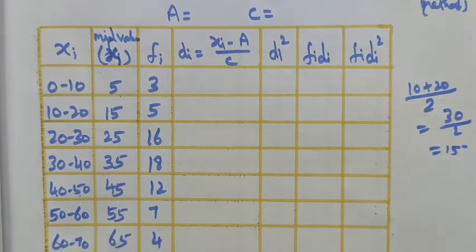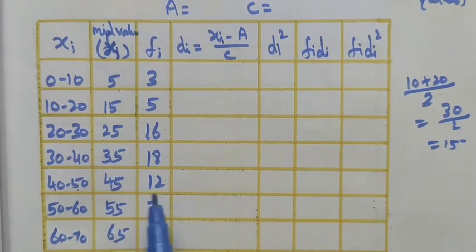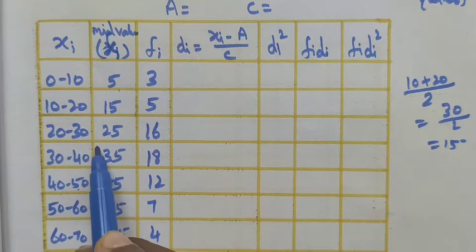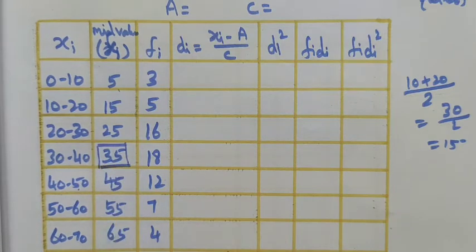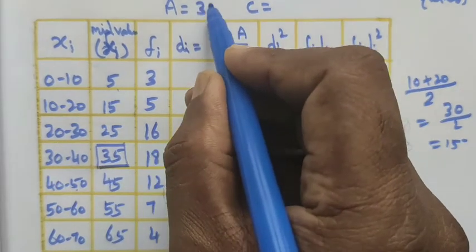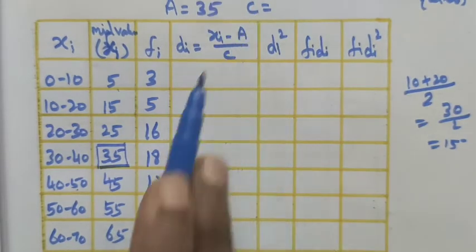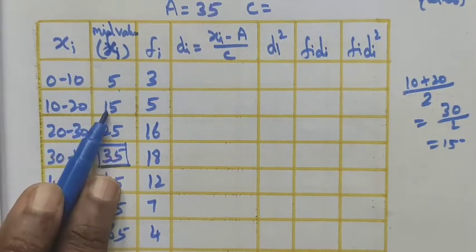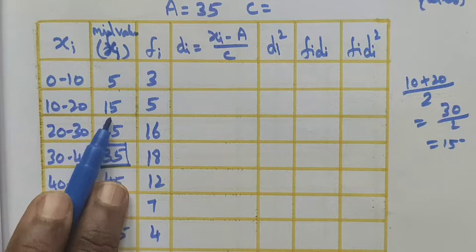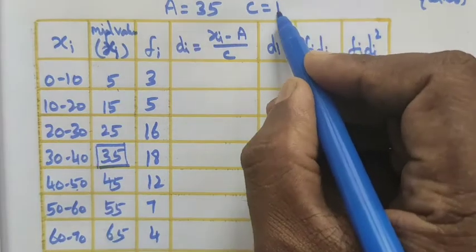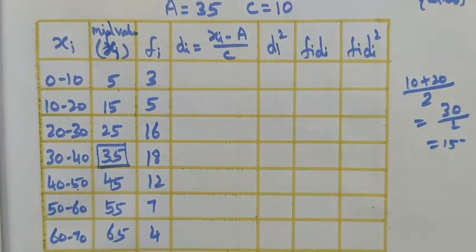Now we want to find the assumed value. The assumed value should be found only in the x. That should be very near to the middle one, right? Here I am going to take the value as 35. So the assumed value is 35. Now we want to find what is the common divisor. See, the difference of each and every term in the x is 10, 10, 10 is the difference. So we take 10 as the common divisor.